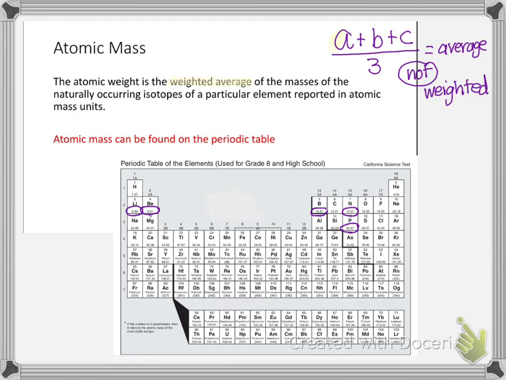Not so that every time you need an atomic mass, you're going to go and calculate it. You're going to go to the periodic table. But so that you can have a better understanding of what this mass is representing. It's representing all of the isotopes in what we call, again, a weighted average. So how much they're found in nature.